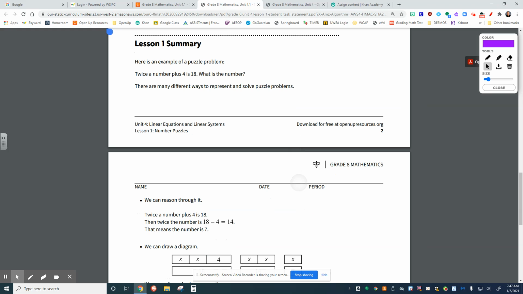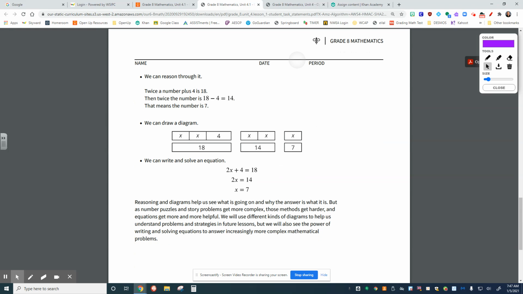We can reason through it is one way to do it, where we take twice a number plus 4 is 18. So we think about twice a number. We undo that. We start out with the 18, the end in mind. And instead of adding 4, we just subtract 4 and we get 14. And then we undo the twice a number by dividing by 2. So we find out that the number is actually 7.